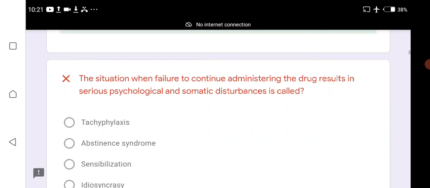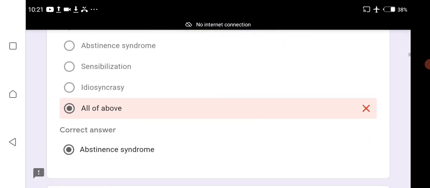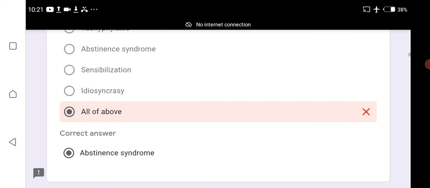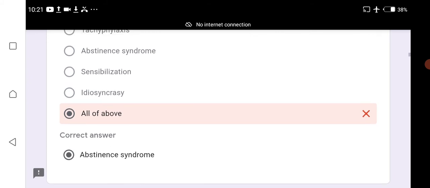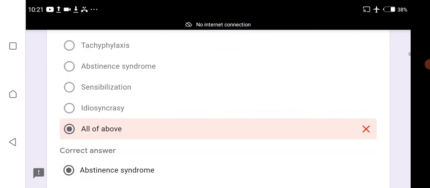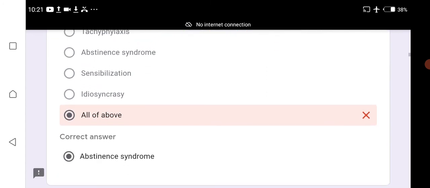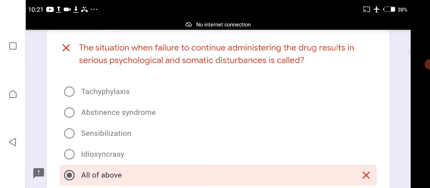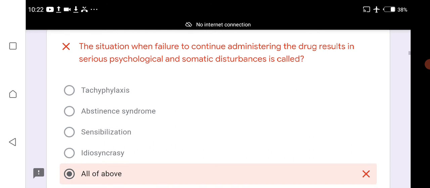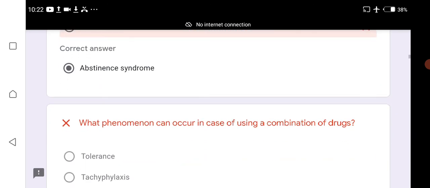The situation when failure to continue administration of a drug results in serious psychological and somatic disturbances is called abstinence syndrome.